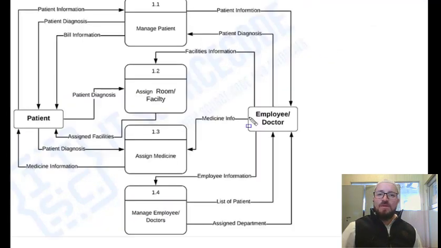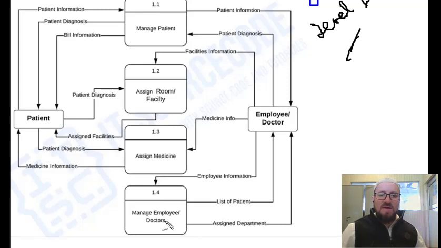Now as you can see, this is my level 1 diagram. In the level 1 diagram, we are seeing what processes I have in the hospital system. We have manage patient, assign room facility, assign medicine, and manage employee or doctors. So you put up all the processes here. One second, this is level 1, not level 0, right?